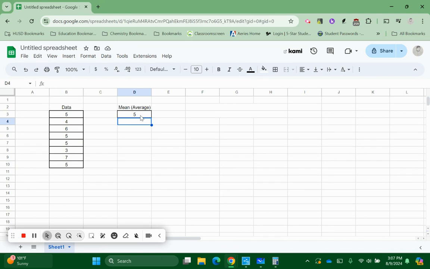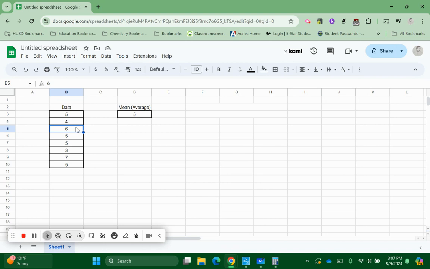Now the good thing about this is that if our data set were to change, it will recalculate the average for you. So let's say you made a mistake and you accidentally typed 6, but in actuality this 6 is an 8. You fix it, and the average fixes itself for you. So no need to do extra work. So that's how you find the average, which is basically the middle of the data.